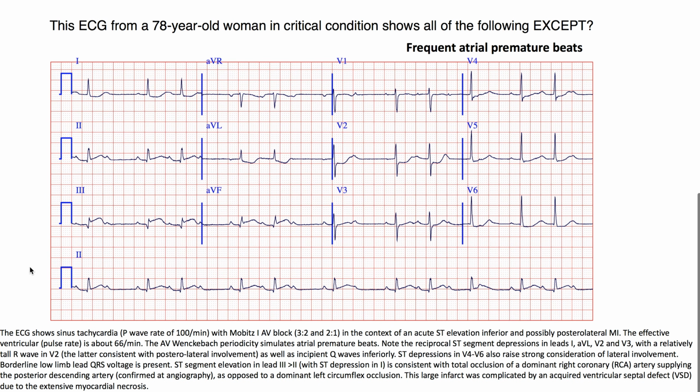This ECG is from a 78-year-old woman in critical condition. It shows all of the following except frequent atrial premature beats.